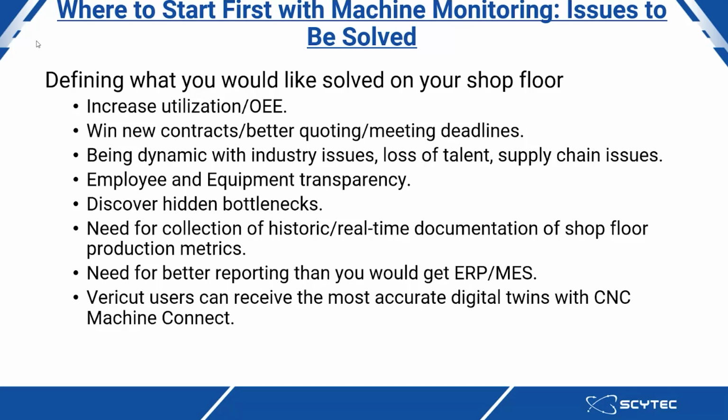Maybe this is something that is demanded by a contractor, so they have some transparency into what's going on. And maybe you just need better reporting that you can get from a typical ERP or MES platform. DataXchange goes way further into depth and detail with information that you can pull off of your machines. And as I mentioned, if you use digital twin software like Vericut, we have our CNC Machine Connect integration that promises to give manufacturers the most accurate digital twins available.